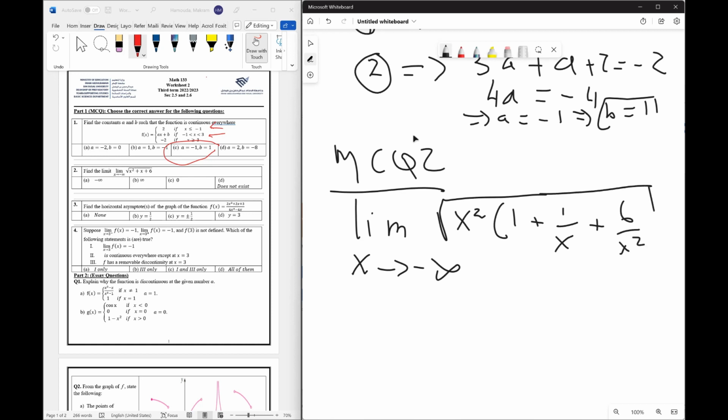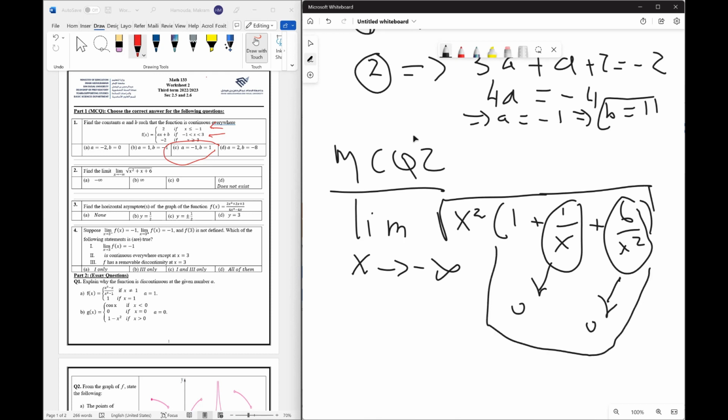So all this is inside the square root. Clearly, this quantity will go to 0 as x goes to minus infinity, and this one is also going to 0. So all of what is between the parentheses will go to 1. So 1 times x squared, if x is going to minus infinity, x squared is going to plus infinity, and the square root of plus infinity is still plus infinity. So the answer here is the limit is equal to infinity. And the answer is B.